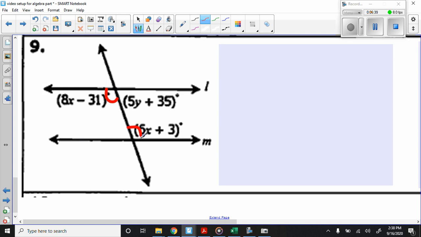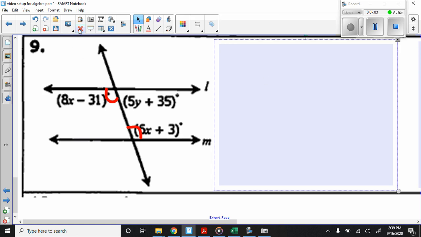So look at the x's. We have to look at these 2 first because I cannot create an equation with an x and a y in it and expect to figure out what the x or y is. So you've got to create an equation first with only x in it. And so x is in these 2 positions. That's an alternate interior relationship, and I'm going to set them equal to each other to find x.